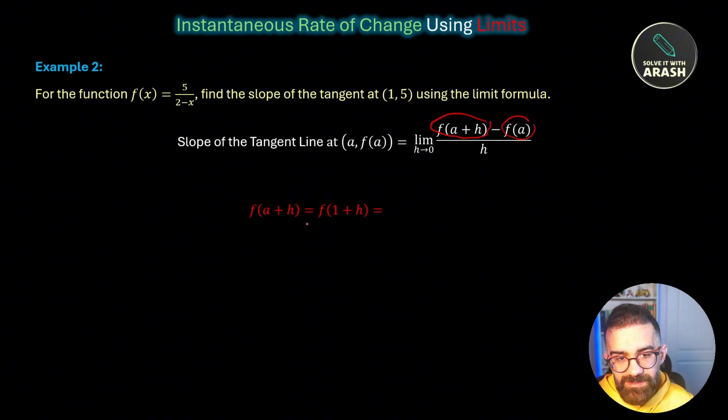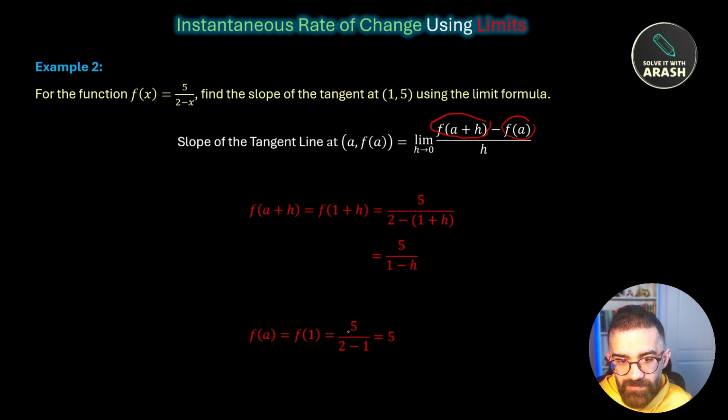So f of a plus h is f of 1 plus h. That's going to be 5 over 2 minus 1 plus h. So I just replaced x with 1 plus h. This is equal to 5 over 1 minus h, because 2 minus 1 is a 1, and then the negative sign times h makes a negative h in the denominator. Next, let's find f of a when a is 1. That's going to be 5 over 2 minus 1, that's equal to 5.